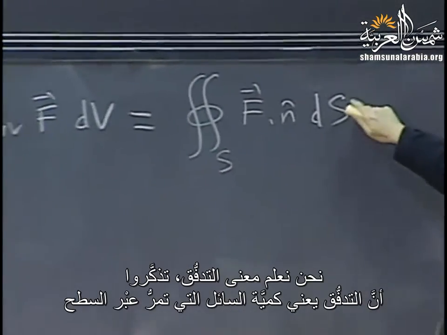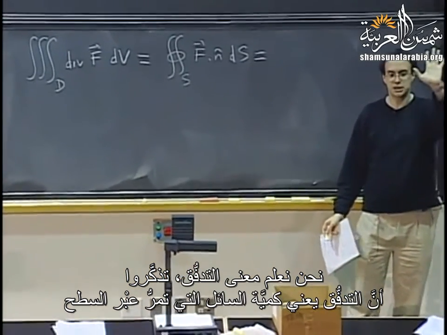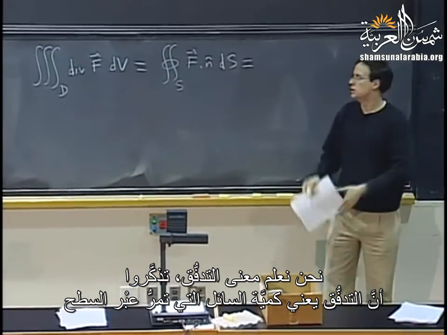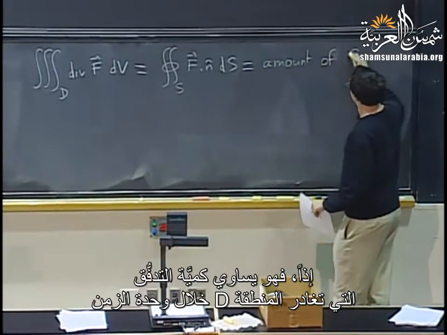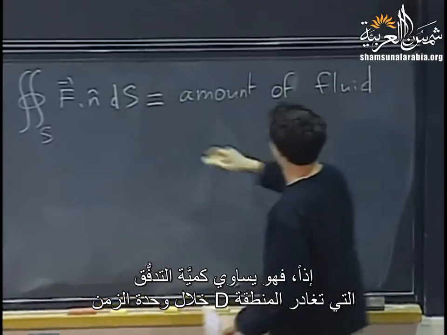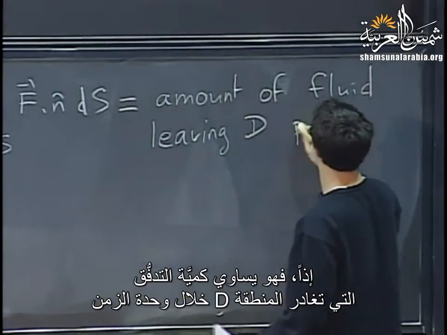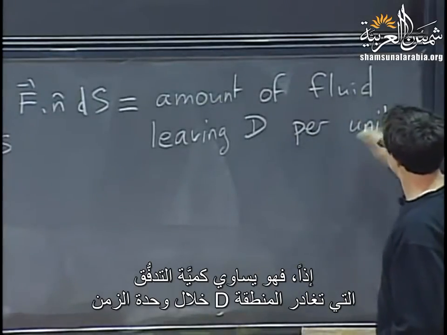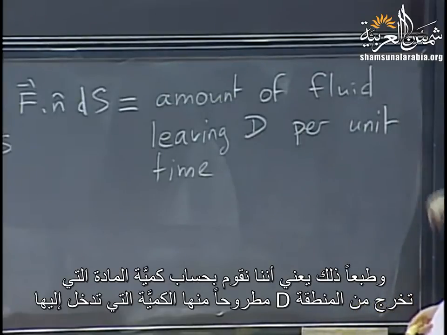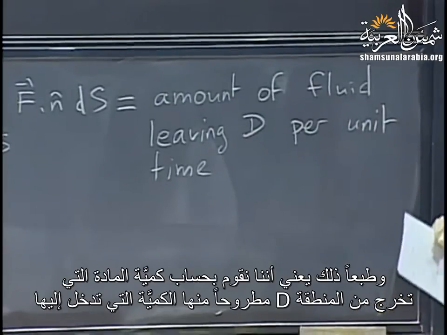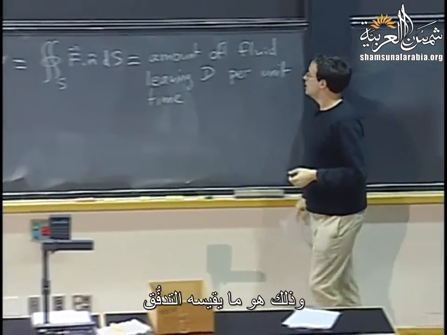Okay, so now we know what flux means. Remember, flux means how much fluid is passing through this surface. So that's the amount of fluid that's leaving the region D per unit time. And of course, when I'm saying that, it means I'm counting everything that's going out of D minus everything that's coming into D. That's what the flux measures.